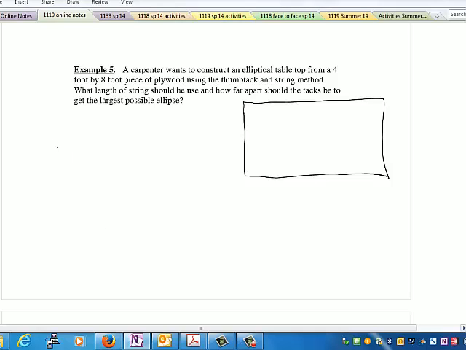But the idea would be this: if you put down 2 thumbtacks at the foci of your ellipse and grab a piece of string and connect the string to the foci, and then slide that string around using a pencil, the sum of the distances between the 2 foci, those lengths, is going to stay the same as you move.